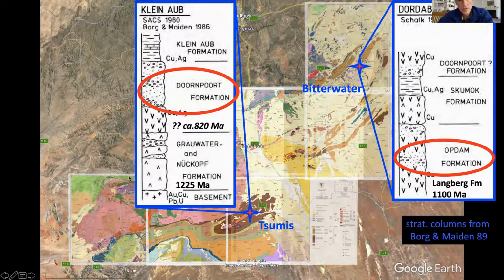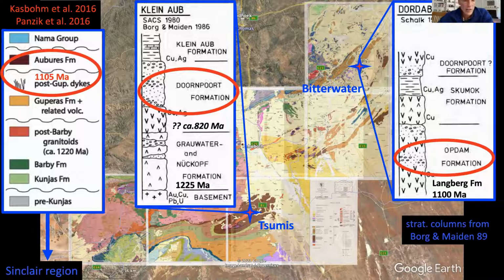Now, in addition to these two areas of Rehoboth, there is the Sinclair region to the south, which has also volcanic-dominated successions overlain unconformably by red beds. In this case, it's the red beds of the Aubures Formation. And for many years, the Aubures Formation has been linked stratigraphically through correlation with the similar association of red beds overlying volcanics, you have the Doornpoort Formation.